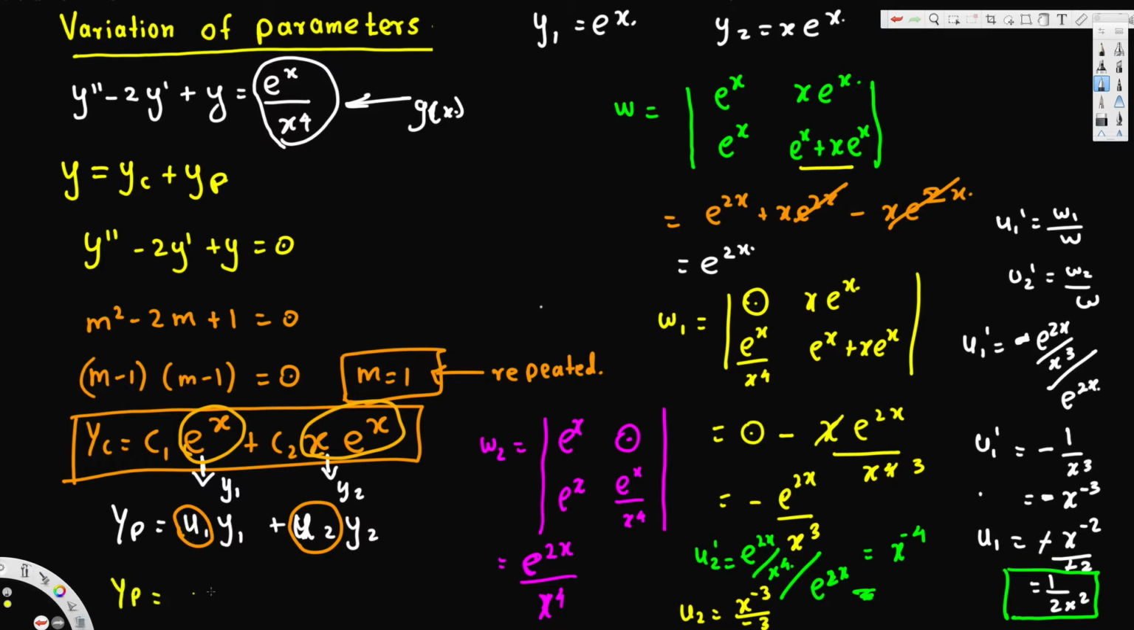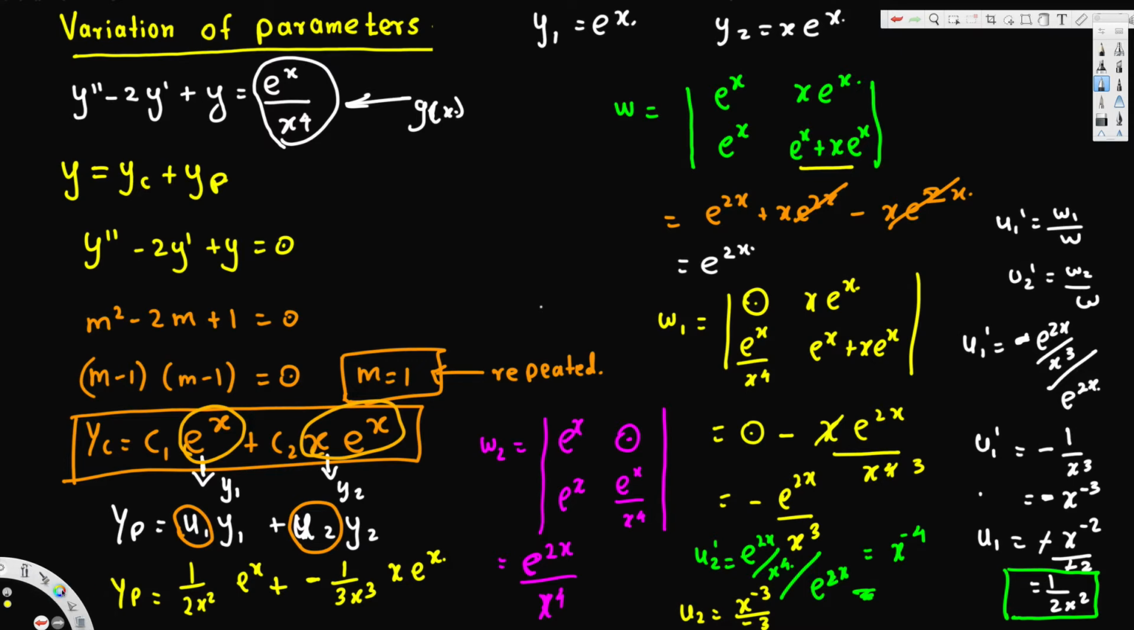yp is going to be u1 times y1. y1 is already known, that's e power x, and u1 is 1 over 2x square. So 1 over 2x square times e power x, plus u2 we found out right here, that's negative x power minus 3 over minus 3. If we write this one in a better way, we can write it as minus 1 over 3x cube times y2, that is x times e power x.